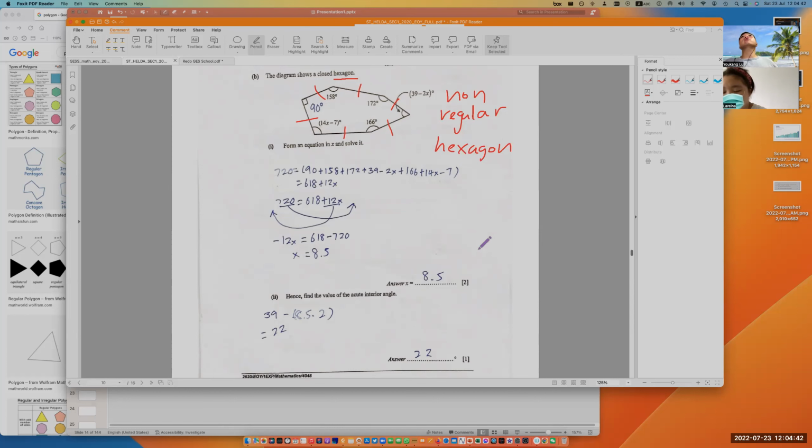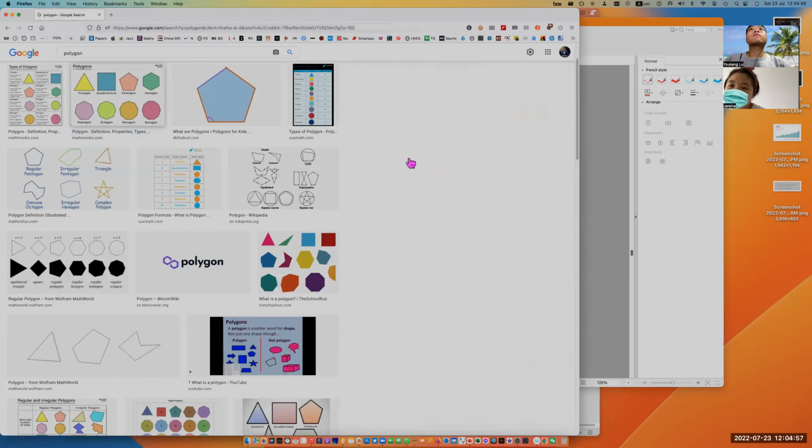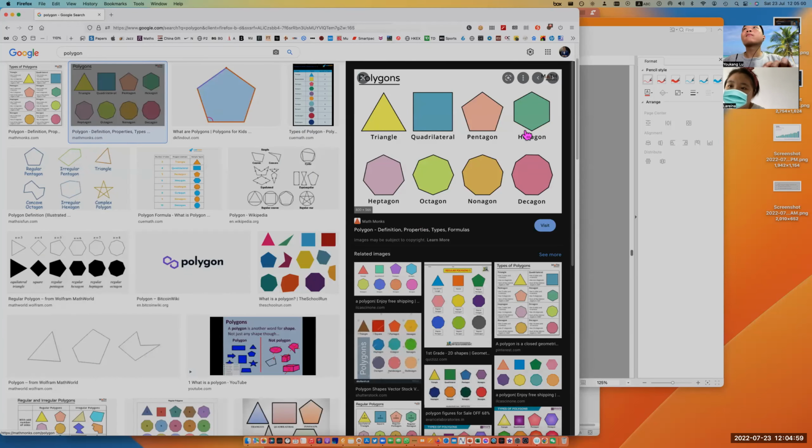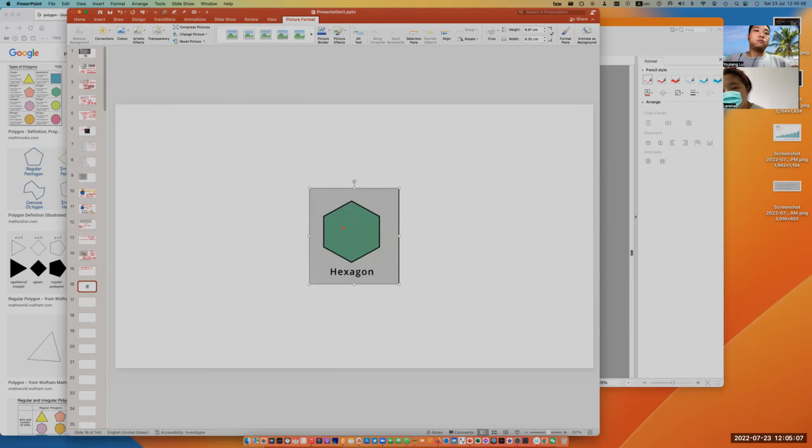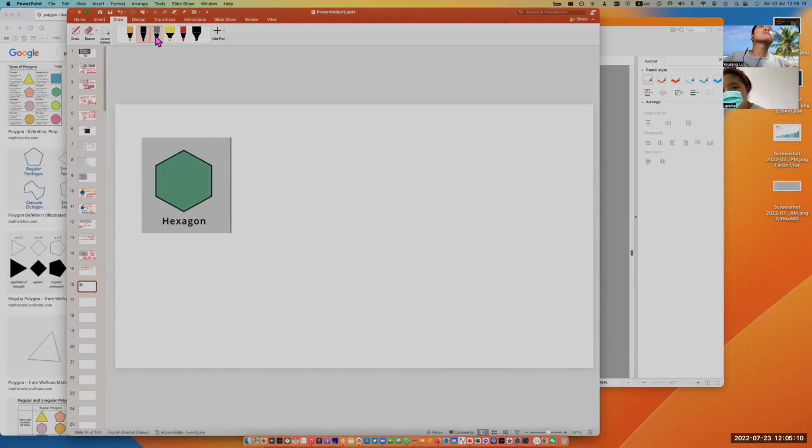You know what's the meaning of non-regular versus regular? That means it's not normal, that means all the angles inside are not the same. So this is non-regular. Regular will be the same. This is the regular hexagon, so good that we talk about this. Regular hexagon means all these angles are the same.